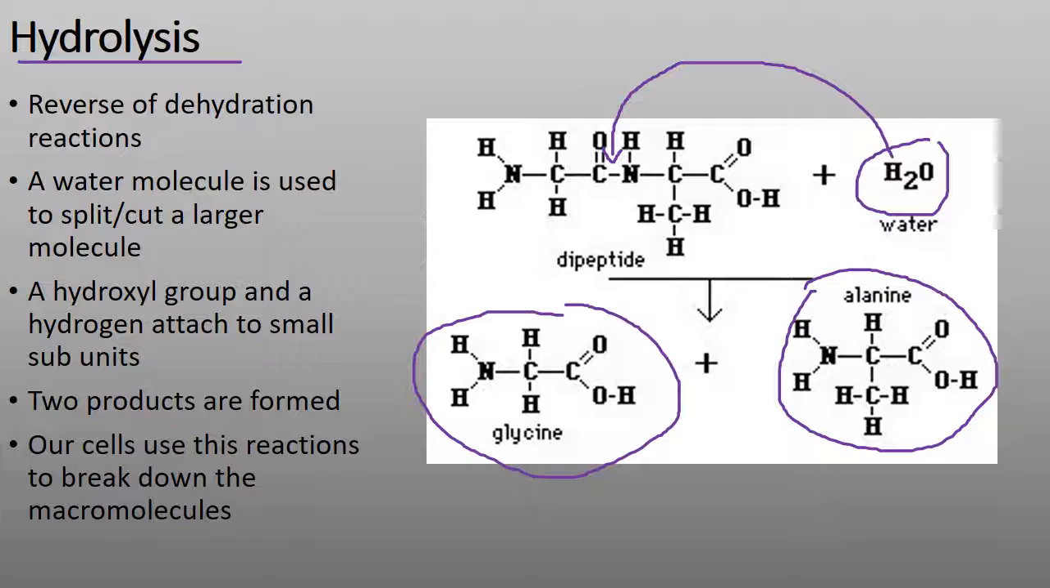For instance, glycogen. If we're low on blood glucose levels, our body will start to break apart glycogen in order for our cells to use the glucose molecules to make ATP.